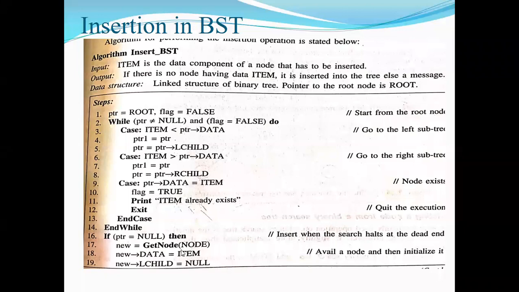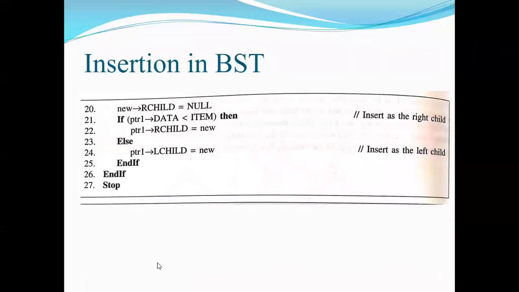We will create a new node and assign the item to its data portion, that is new dot data equal to item. Then new dot left child equal to null, new dot right child equal to null. The left and the right addresses will be set to null because the newly created node will not have a left subtree or a right subtree. So that is initialized to null.